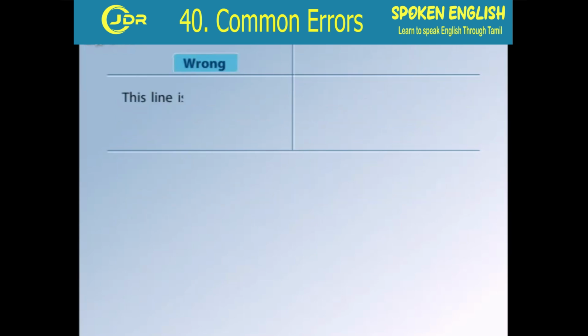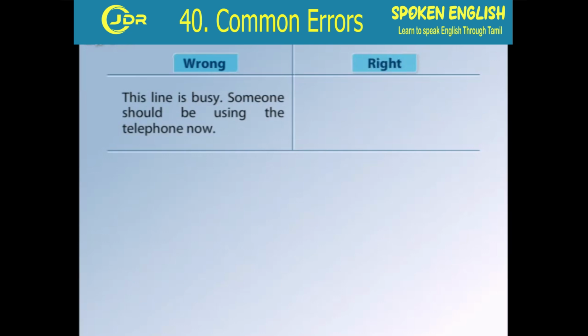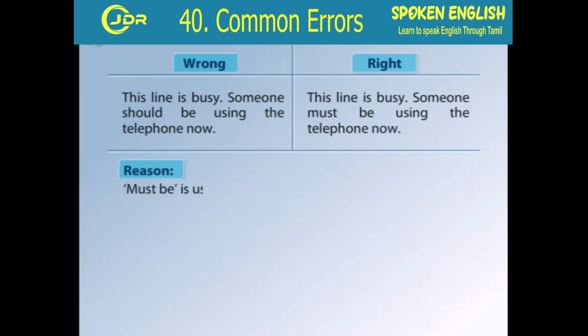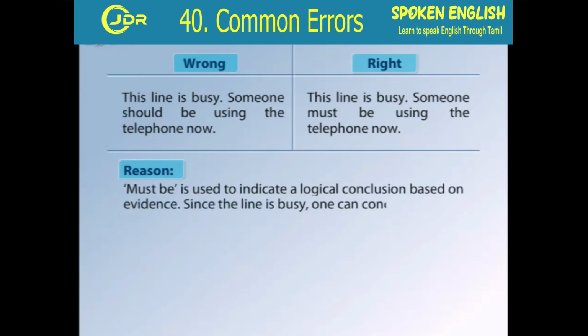Wrong: this line is busy. Someone should be using the telephone now. Right: this line is busy. Someone must be using the telephone now. Reason: must be is used to indicate a logical conclusion based on evidence. Since the line is busy, one can conclude that someone is talking.